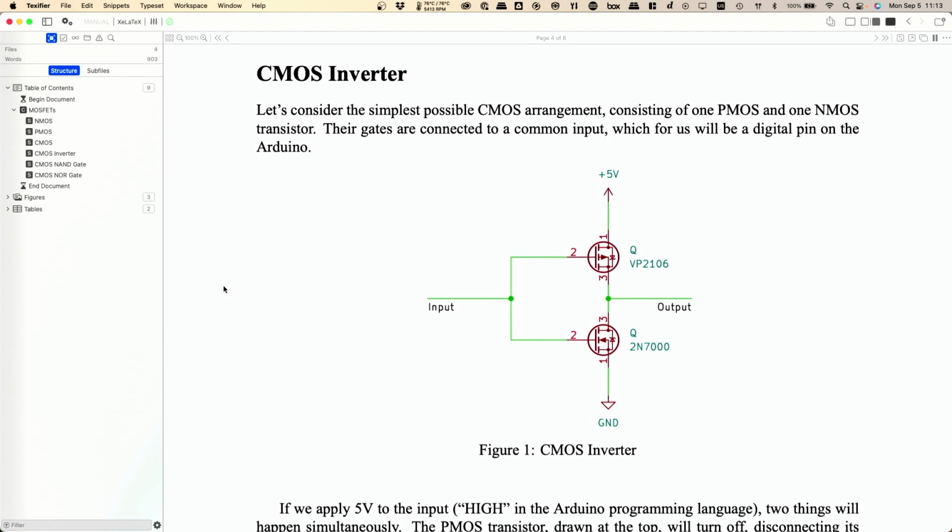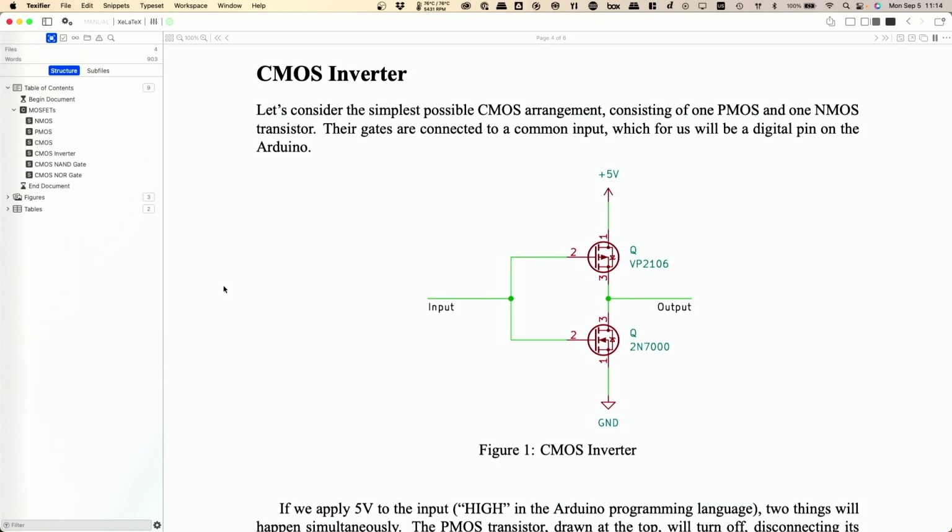Okay, so while you're wiring this up, let's talk about how it should work. The NMOS works a lot like the NPN, meaning how do we turn it on? You apply voltage to it, and you turn it off by not applying voltage, or by having ground basically connected.